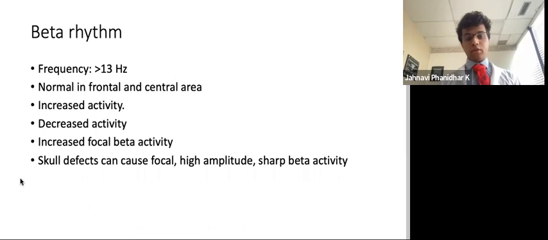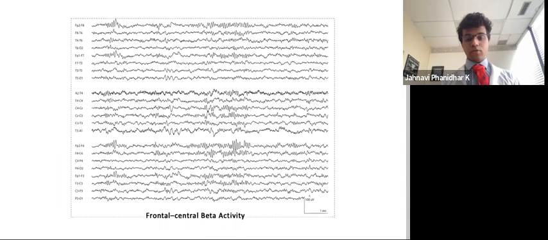Beta rhythm has a frequency of greater than 13 hertz, and it is normally seen in the frontal and central areas. It has increased activity with medications like benzodiazepines, barbiturates, and sedatives, and decreased activity with cortical dysfunction like infarction, abscess, tumor, etc. And increased focal activity can be seen with cortical dysplasia, tumor, arteriovenous malformation, etc. Skull defects after a surgery or trauma can cause focal high amplitude sharp beta activity. This is called a breach effect, and we will go through it after a few minutes.